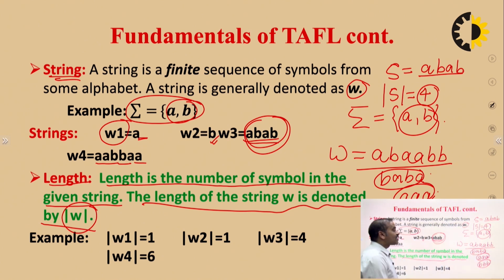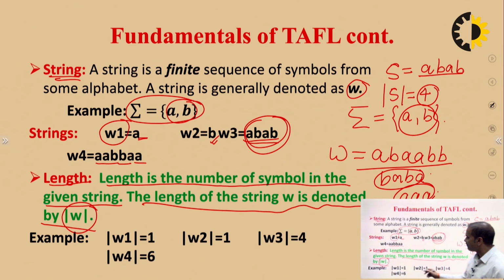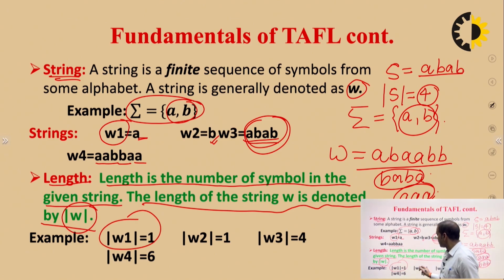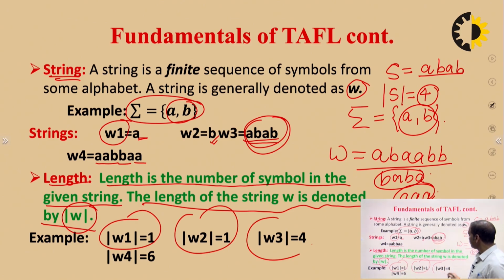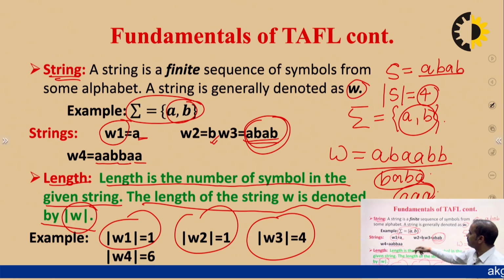The number of symbols in the sequence is called the length of that string. This is the length of a single string: W1 is 1, W2 is 1, W3 is 4, and W4 is 6. There are 6 symbols in the string W4.